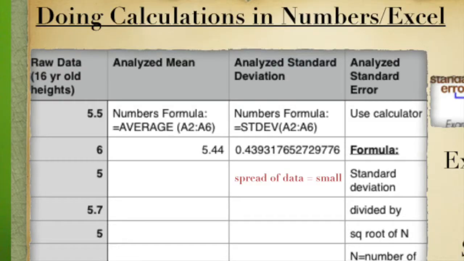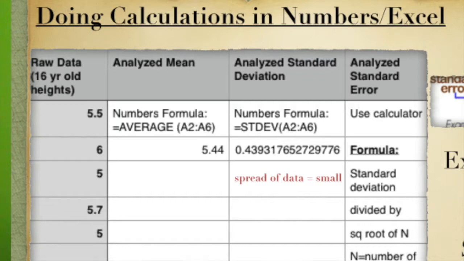Okay, so how do we calculate this without losing our minds? Again, you can do this in Excel, you can do this in Numbers, or you can do this with a scientific calculator. I'm going to show you the formulas for doing it in Excel and in Numbers. So, we open a new Excel sheet. In our column A, we put our data. In this case, I have my raw data for 16-year-old heights. And I have the same numbers as before, 5 data points.